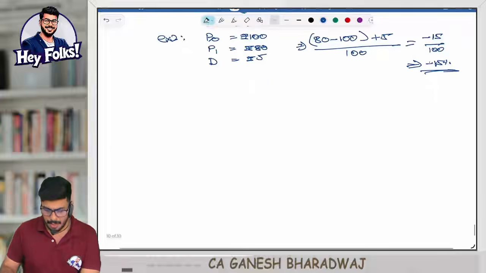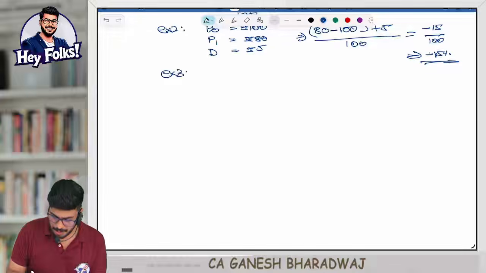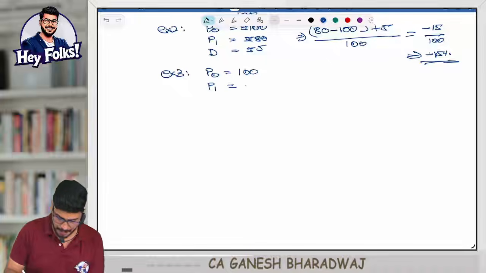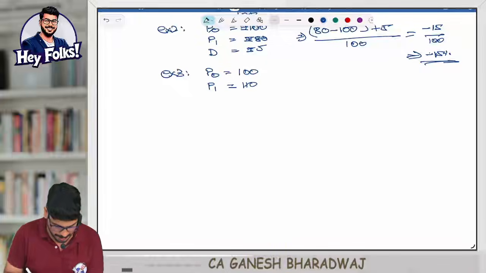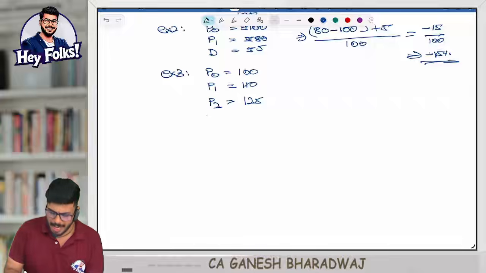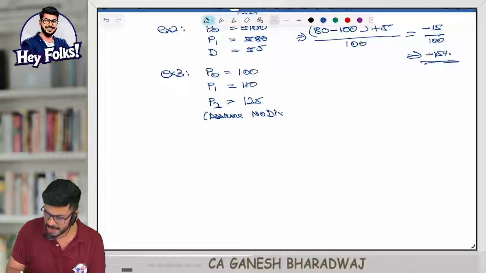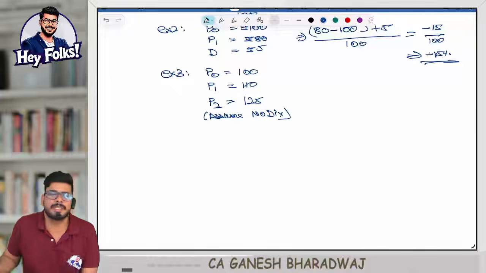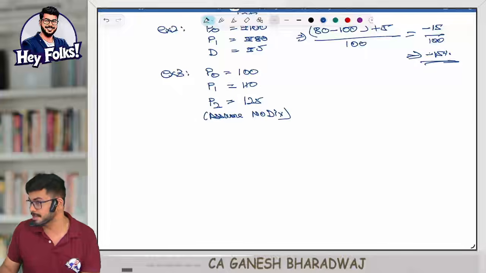Now, example number 3. Let us say P0 is equal to 100, P1 is equal to 110, and P2 is equal to 125. Now, assume there is no dividend. Is it mandatory for the company to pay dividend every year? No. In this case, there is no dividend, which means the entire return comes out of what? The capital appreciation. Is that clear, guys?